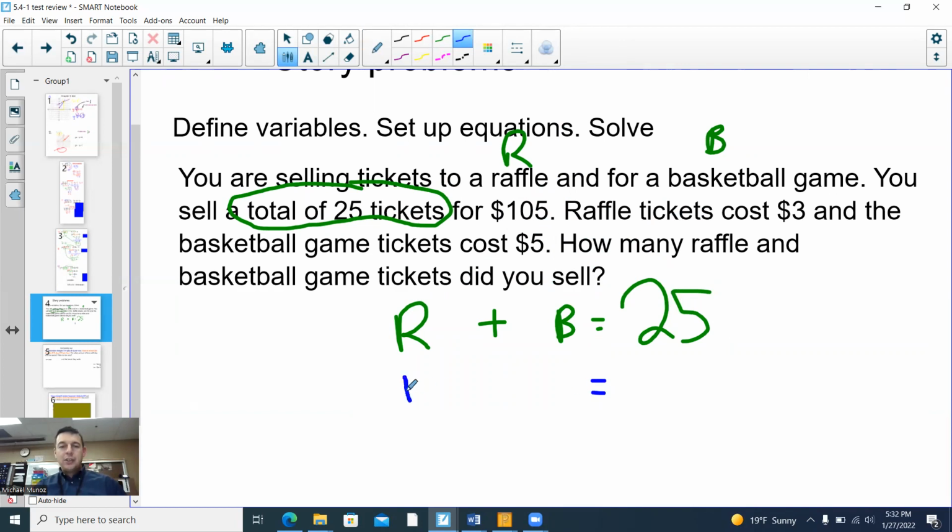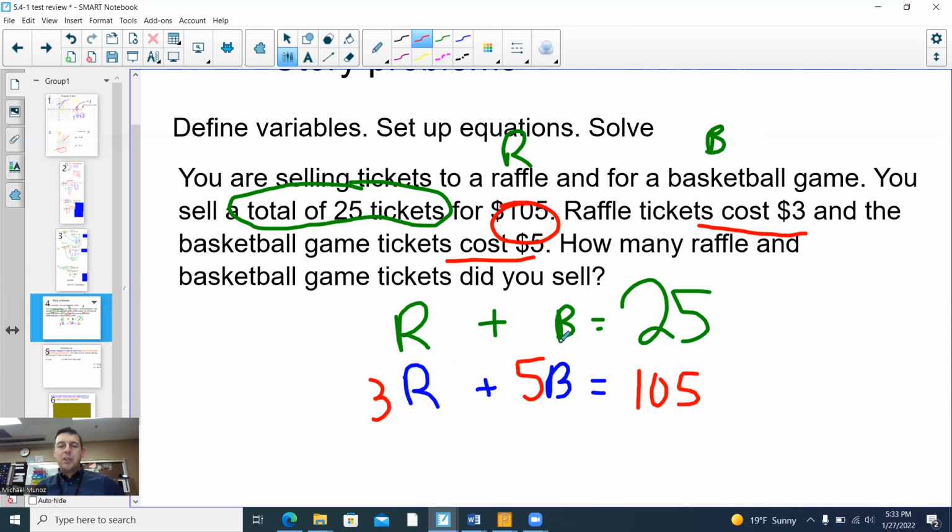So we're still dealing with raffle tickets and basketball tickets, but now we're going to add a cost to it. So each raffle ticket, it says each raffle ticket cost me $3. So I'm going to put 3R. The reason I do that is for every raffle ticket I buy, it's going to cost me $3. So let's say I bought 1 raffle ticket, I'd put 1 times 3. If I bought 4 raffle tickets, I put a 4 here, and 4 times 3 would be 12. So this represents the number of raffle tickets I'm buying. We'll do the same thing for basketball games. It says each one costs 5. And then I spent a total of 105, or made a total of $105.